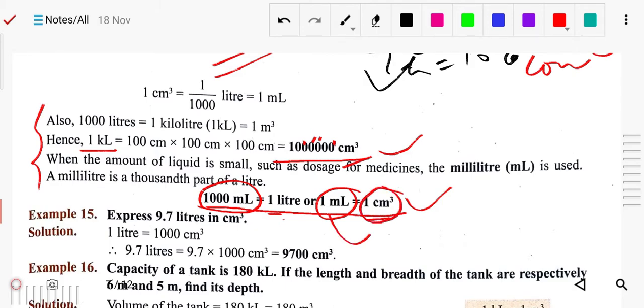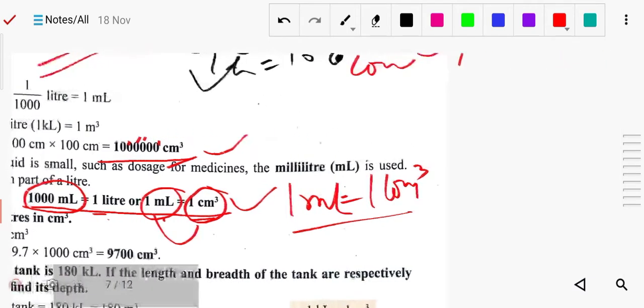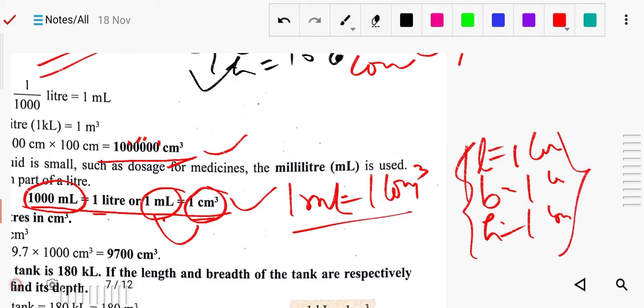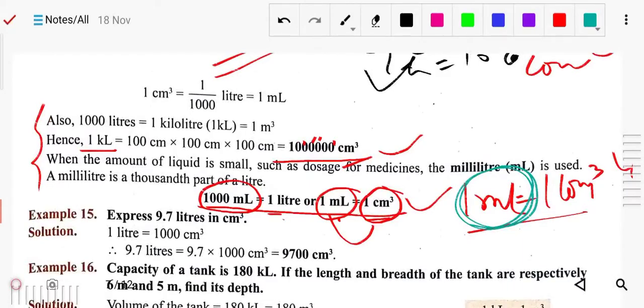So there is one more relation: 1 milliliter equals 1 centimeter cube. The length is 1 centimeter, the breadth is 1 centimeter, and the height is 1 centimeter. The container's dimensions are L is 1, B is 1, and H is 1, so it can hold only 1 milliliter. Got it? Just learn all this.